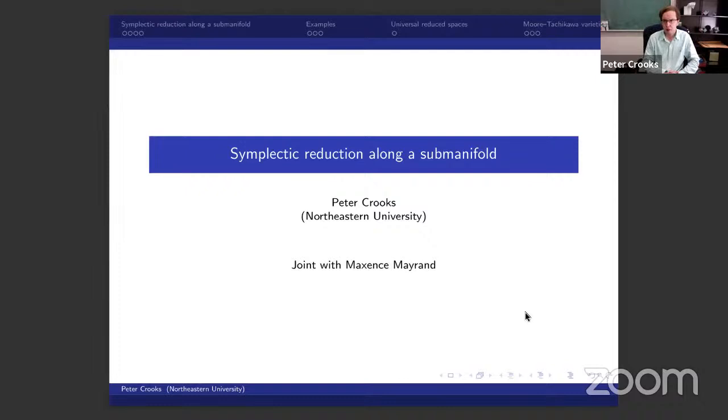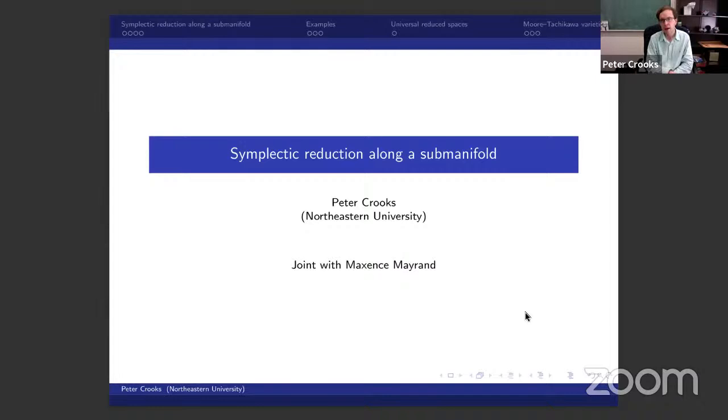So today I'd like to talk to you about a symplectic quotient construction that on the one hand aims to unify a number of quotient constructions in symplectic geometry that have emerged over the last number of years. And on the other hand, seeks to give context for some recent work by Ginzburg and Kazhdan on what are known as Moore-Tachikawa varieties in TQFT.